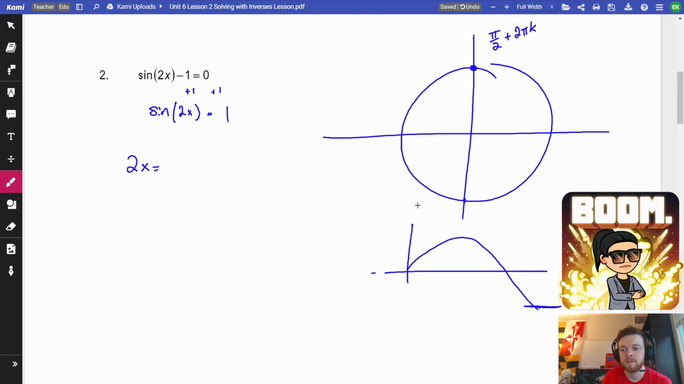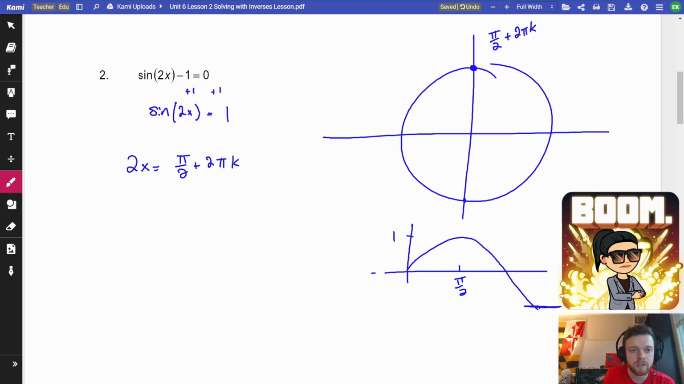Also not very good. But at pi over 2, we are 1. Anyways, pi over 2 plus 2 pi k is when sine is equal to 1. We don't want when sine is equal to 1. Well, let me take that back. We do want when sine is equal to 1, but that is not the angle we're looking for. Pi over 2 is not the angle we're looking for because we're looking for an angle that when multiplied by 2 gives us pi over 2.